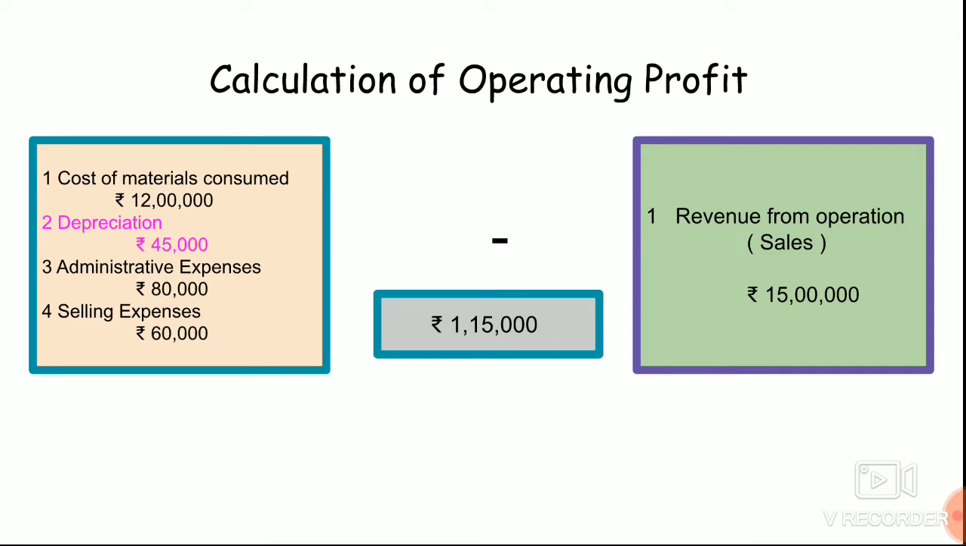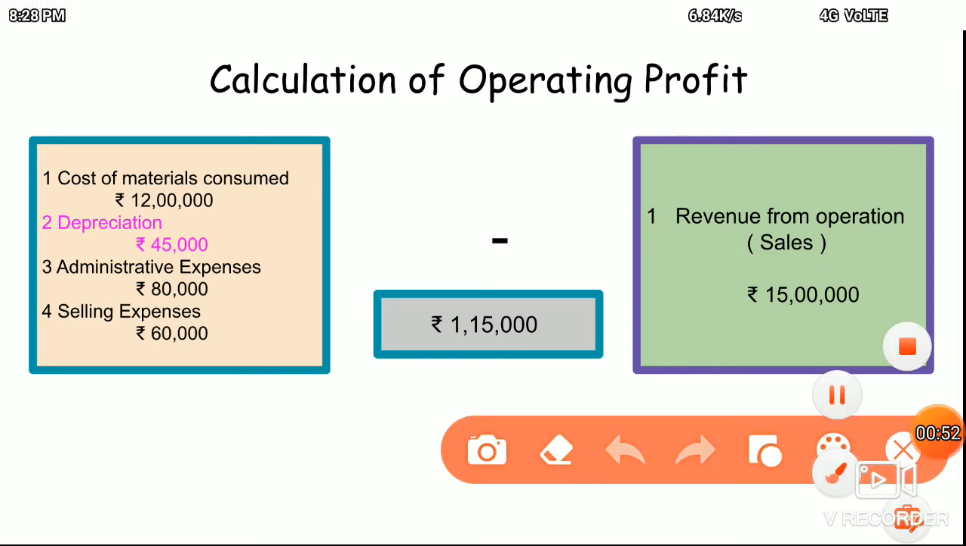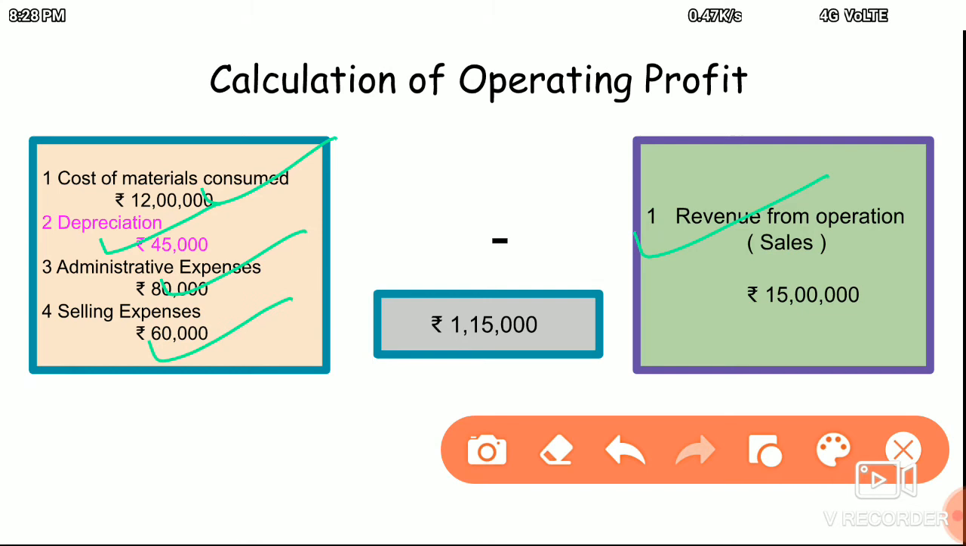Now this is the income statement in a simplified way. I'm just showing you. We have the revenue from operation, which is 15 lakh, and we have different types of expenses, like the cost of materials consumed. Then we have depreciation, administrative expenses, and selling expenses. When all these expenses were deducted from the total revenue, the profit was 1,15,000. And this profit is the profit before tax.